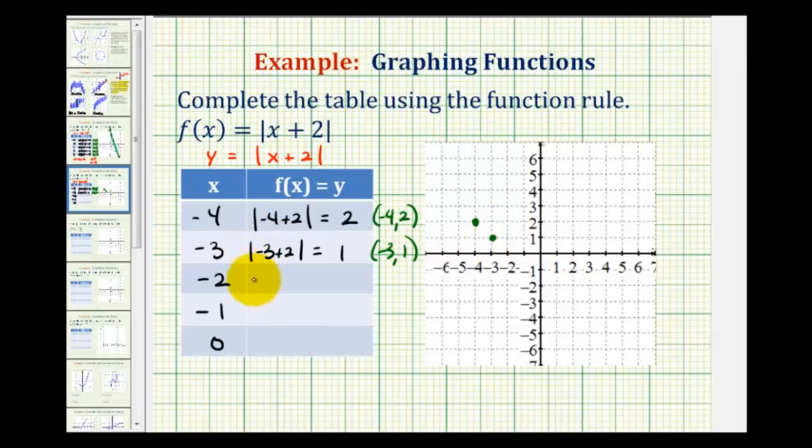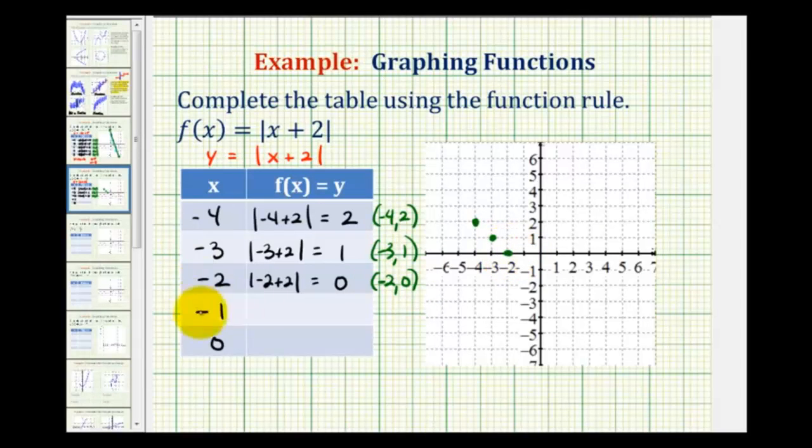And then when x is negative 2, y would be the absolute value of negative 2 plus 2. The absolute value of 0 is 0. So our function contains the point with an x-coordinate of negative 2 and a y-coordinate of 0, or this point here.